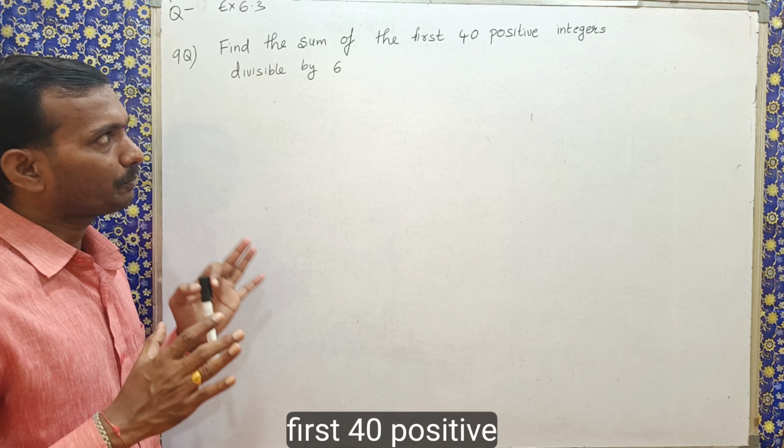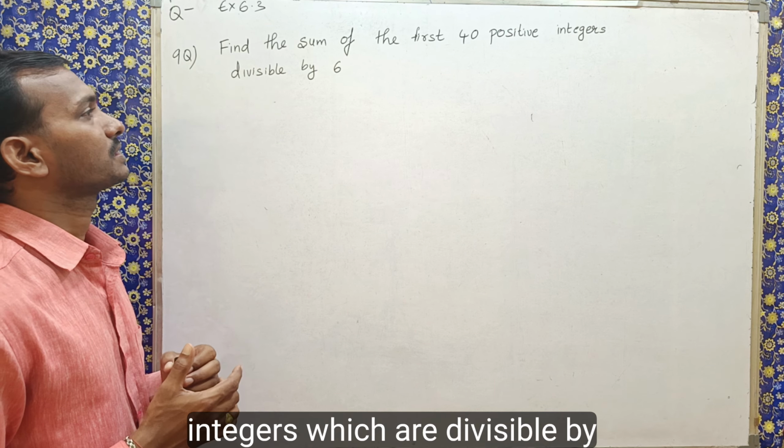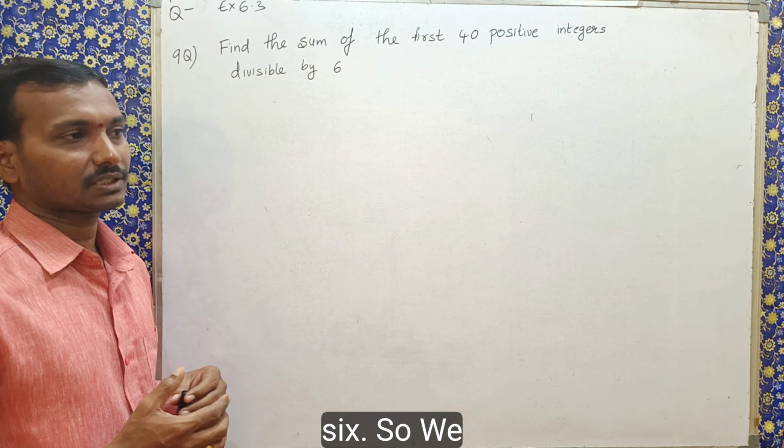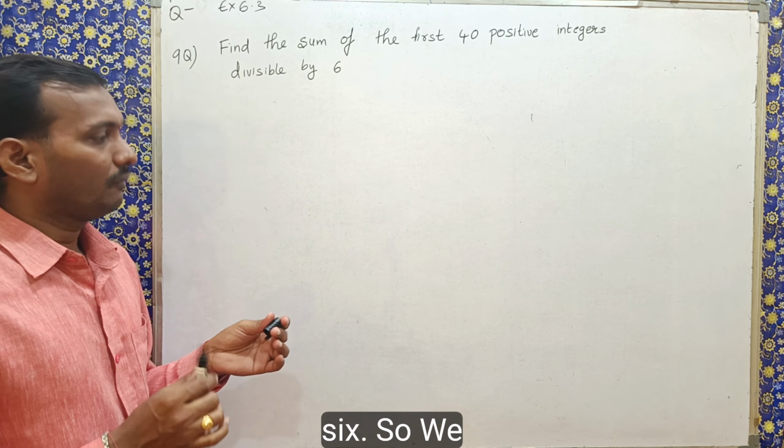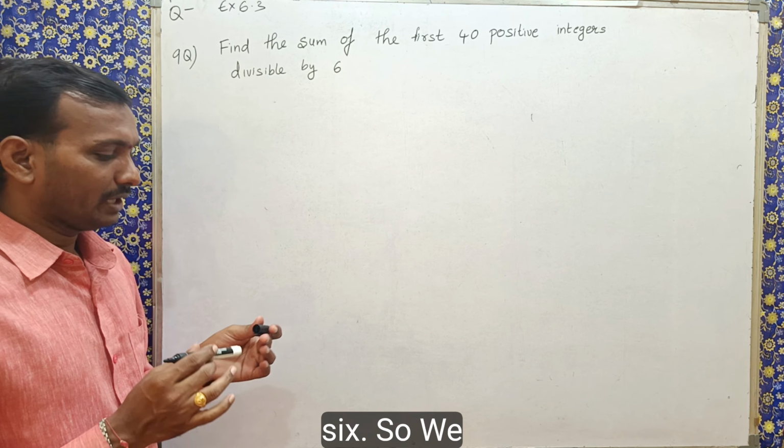In this session, we are going to see question number 9 from exercise number 6.3, progressions. Question number 9 is: find the sum of first 40 positive integers which are divisible by 6. So we have to find the sum of first 40 positive integers which are divisible by 6. That is, S40 we have to calculate.